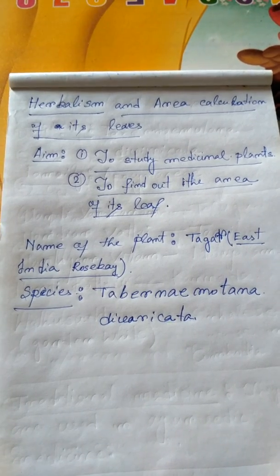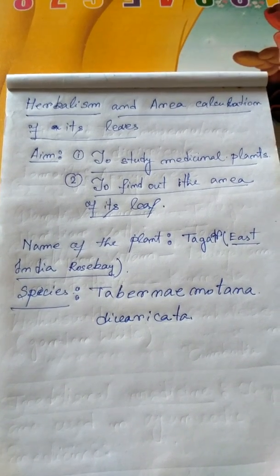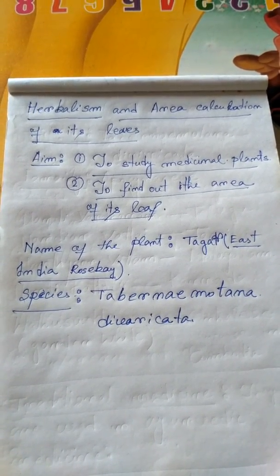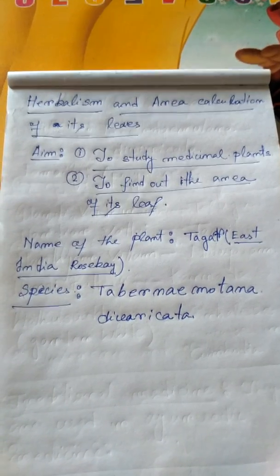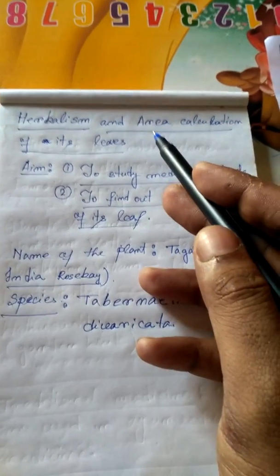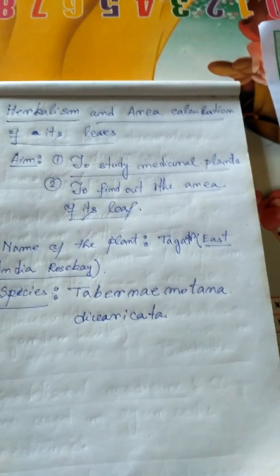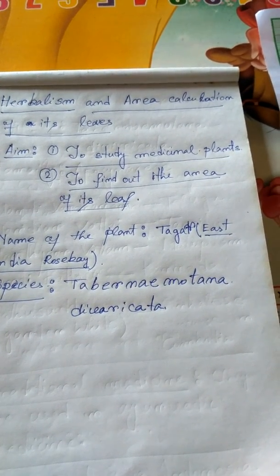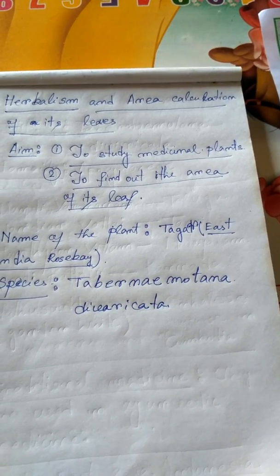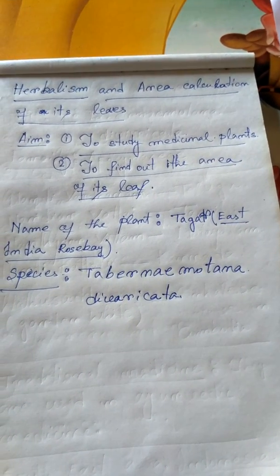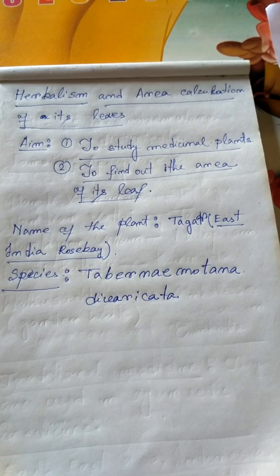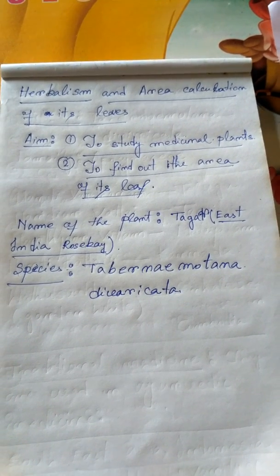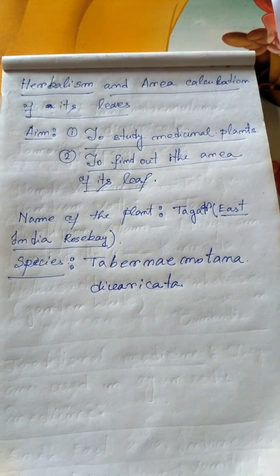Okay. Now, in your project copy, you need to mention the title. Okay. So, this is our title. And then you have to mention the aim. Okay. So, our aim is to study the medicinal plant and to find the area of its leaves. Now you have to mention the name of the plant. As I have written, the name of the plant is tagar.